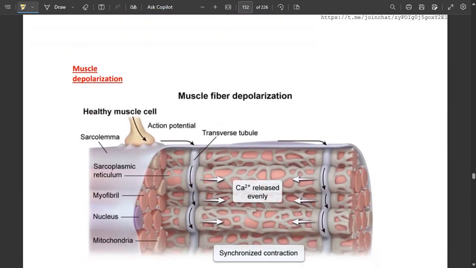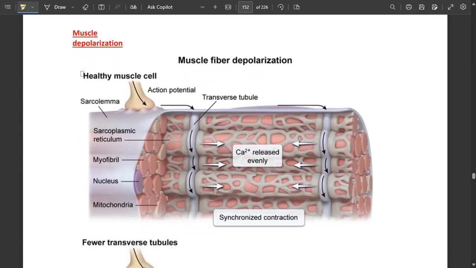Okay, muscle depolarization. So this is a healthy muscle cell where an action potential comes in, and from the transverse tubule, calcium enters inside the muscle cell, and calcium is released evenly in all parts of the cell. And this is the nucleus, this is a myofibril, the sarcoplasmic reticulum with stored calcium, and the sarcolemma. So this is the membrane of the cell.